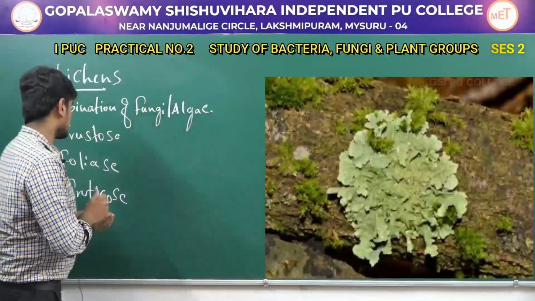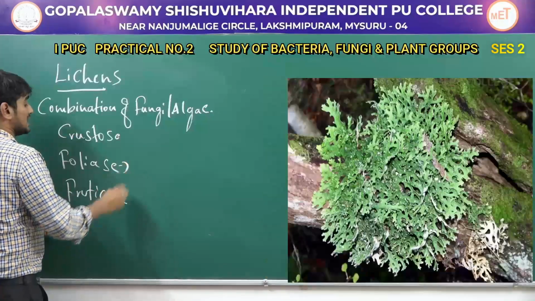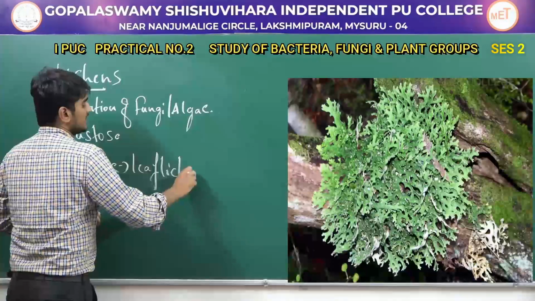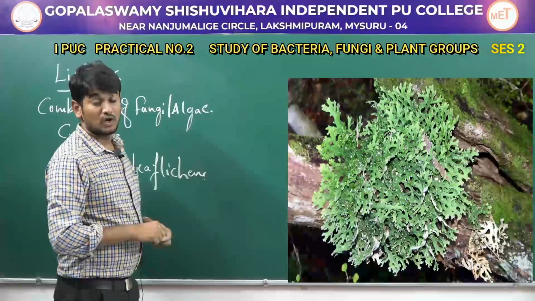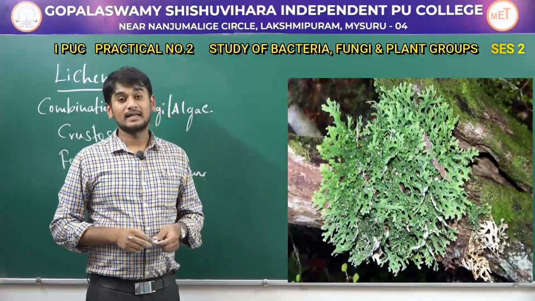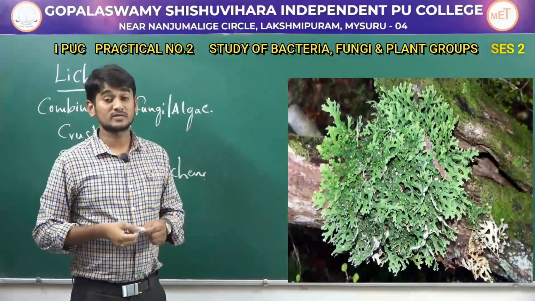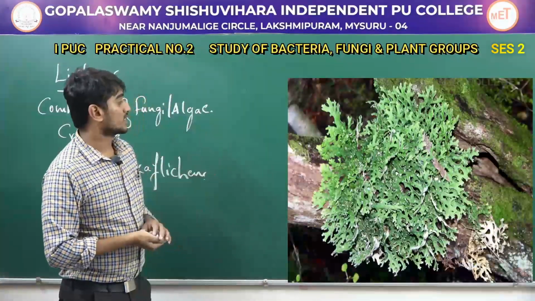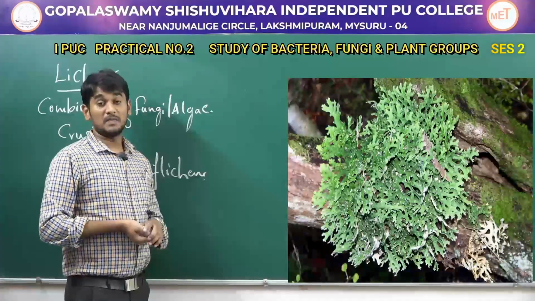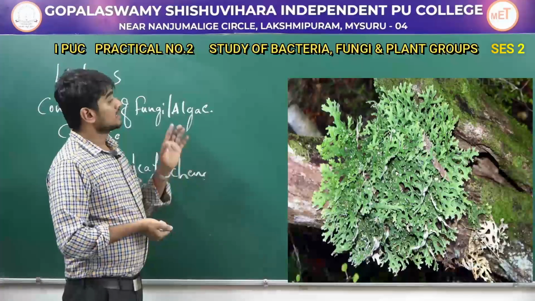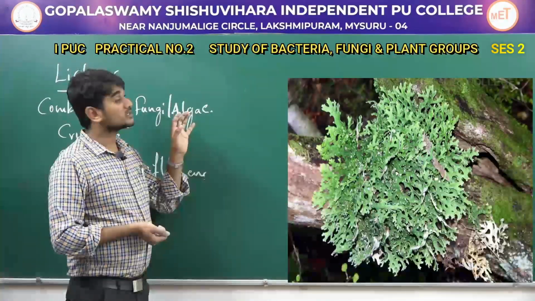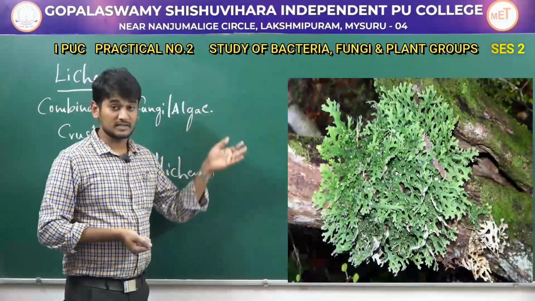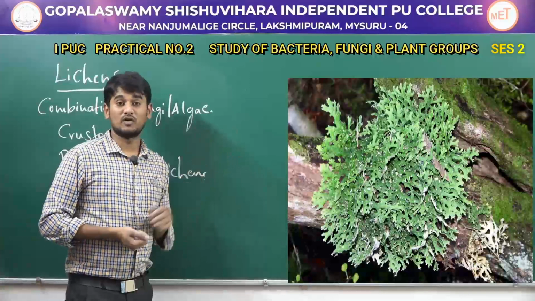And the next one is foliose. Foliose is a leafy lichen with flat, lobed, horizontally spread thalli attached to the substratum with the help of rhizoids. Yes, on the right side we can observe the picture of leafy lichens. It is thin, flattened, with lobes and horizontally spread thalli, which are attached to the substratum by the help of rhizoids.